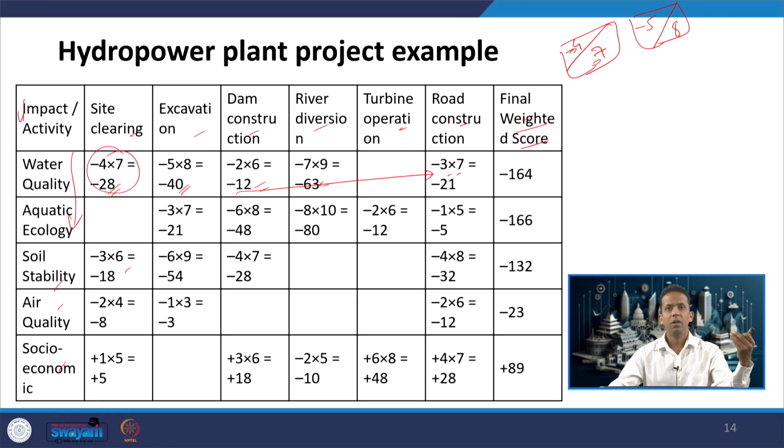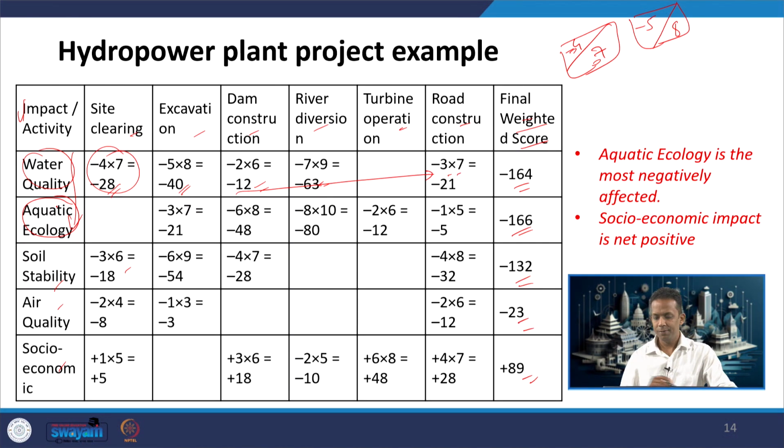But again it is a matter of representation, or what information or insight we want to convey or generate from this EIA matrix table. Now, when we look at all these final weighted scores for this particular project, if I ask you which is the most impacted environmental component by this hydropower plant project, the answer would be aquatic ecology followed by water quality, right. Aquatic ecology is the most negatively affected, just followed by water quality. And which one is the most net positively impacted? That is socio-economic impact.